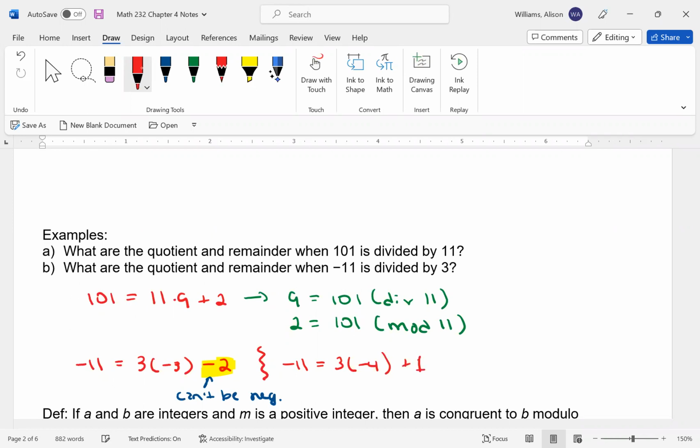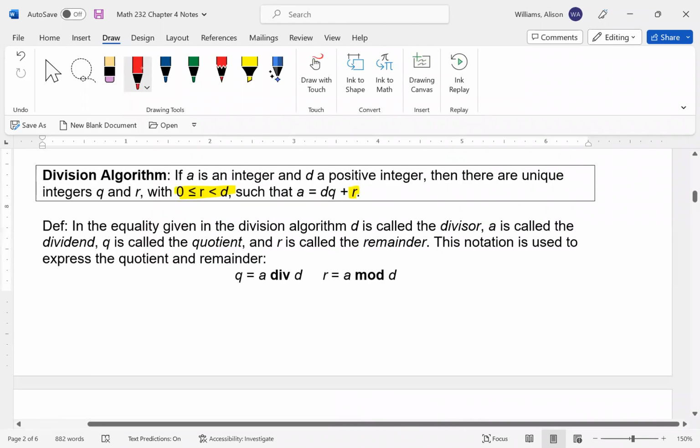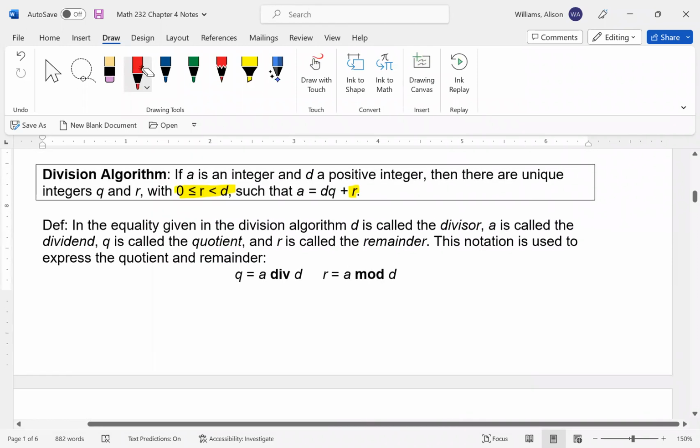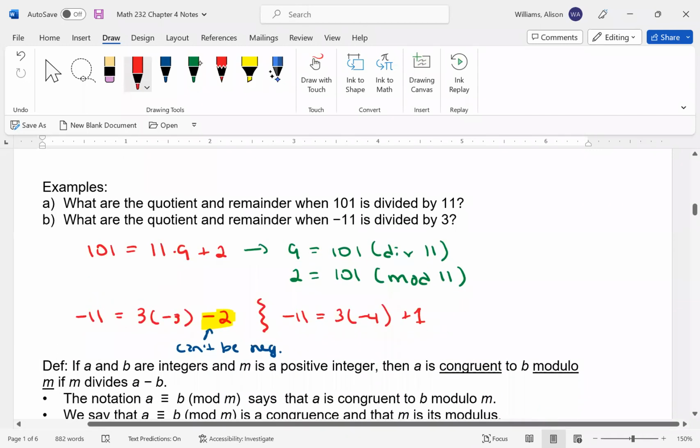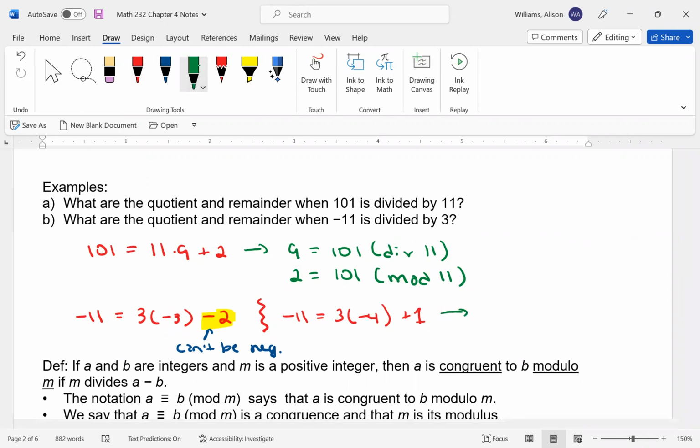There we go. That falls into the qualifications we needed for the division algorithm we did up here. Okay, so we were able to write A equals DQ plus R. R is positive, and so was D, what we divided by, positive as well. All right, so using our notations then, negative 4 equals negative 11 div 3, and 1 equals negative 11, oops, mod 3.